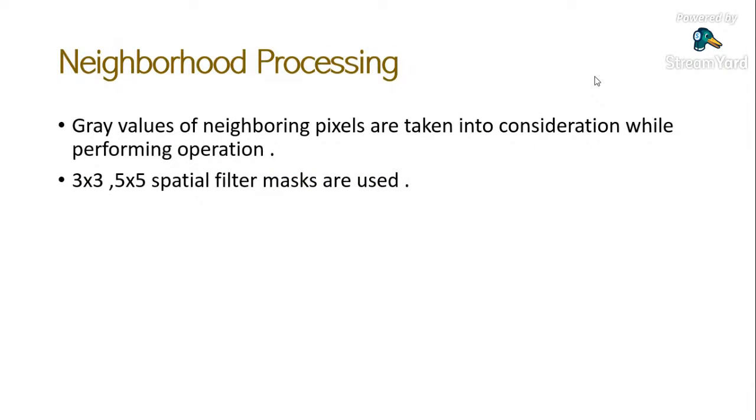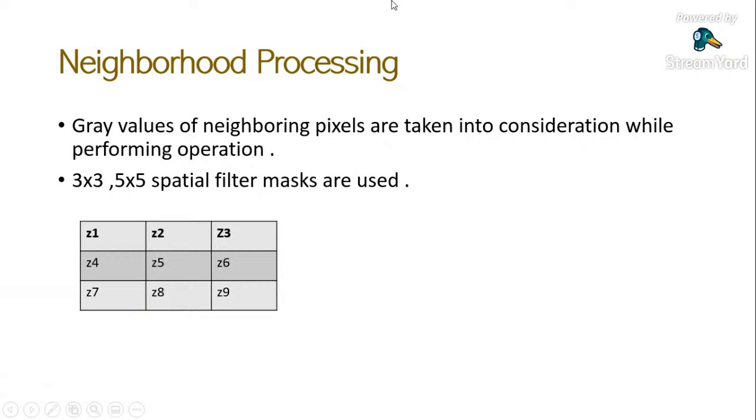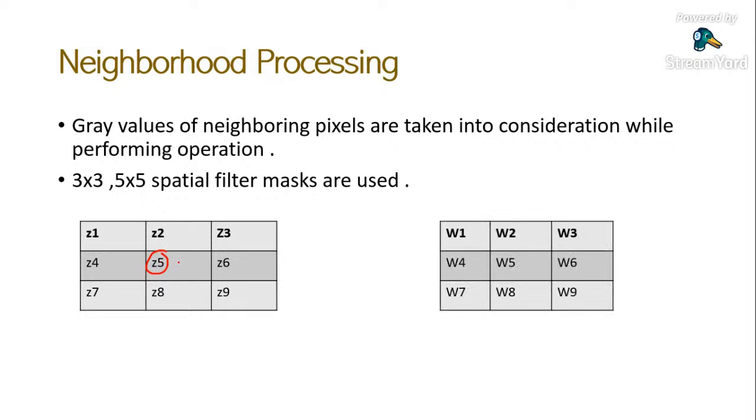Now we have seen what neighborhood processing is. Here normally 3 by 3, 5 by 5 spatial masks are used. A 3 by 3 mask looks like this. It has some weights W1, W2, W3, W4, W5, W6, W7, W8, W9. Such weights are applied as filters over the image to get the proper output. If this is part of an image, not a complete image, and I want to modify Z5 with the help of the mask, this is a 3 by 3 mask.